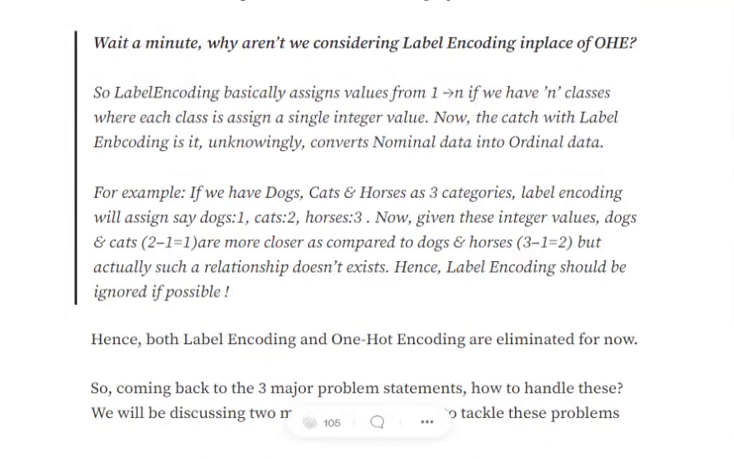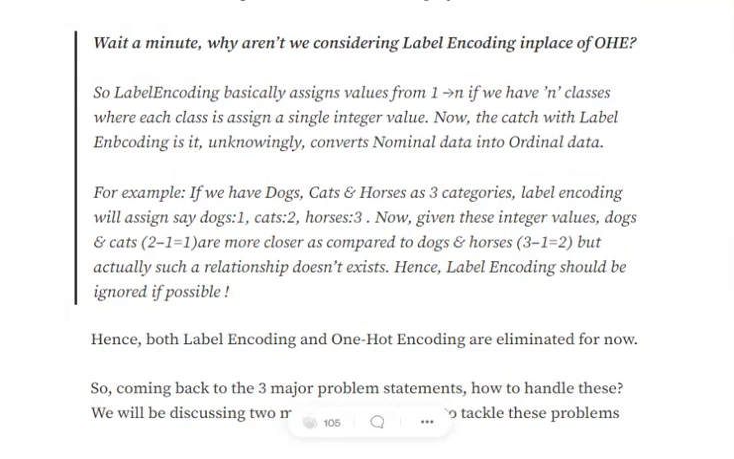So what does label encoding do? Label encoding assigns the different categories present in the categorical data set a value from 1 to n, where n is the total number of categories. So if you have three categories, dogs, cats, and horses, label encoding will assign these categories numbers: dogs equals 1, cats equals 2, horses equals 3, and likewise.